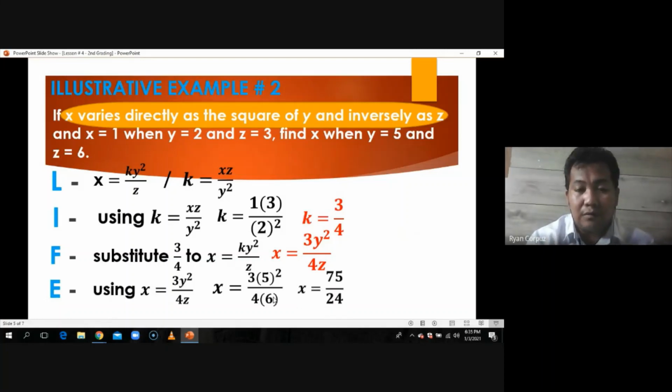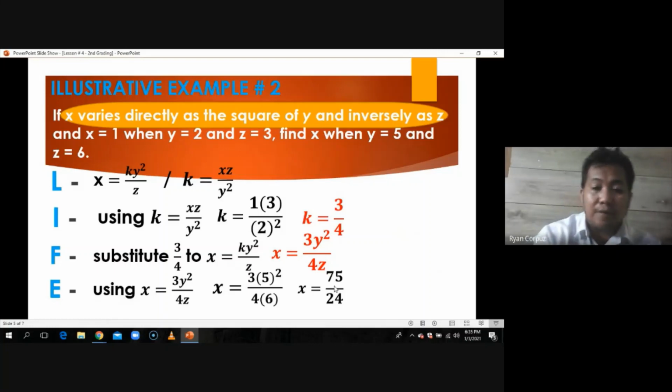Pag inano natin, directly multiply natin. So kung 5 squared, that would be 25 times 3, that would be 75. And 6 times 4, that would be 24. So ang kagandahan nga lang na ginawa natin kanina is that mas madali na agad natin makakuha yung final answer. Unlike this, na isi-simplify pa natin or i-reduce pa natin into its simplest form. Kasi ganun din naman yung makukuha natin.